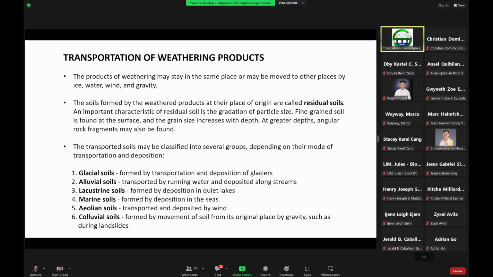Now, basically, residual soils are a bit problematic as well when they are above the groundwater level, because they can also cause landslides. So you need to understand this type of soil as well.